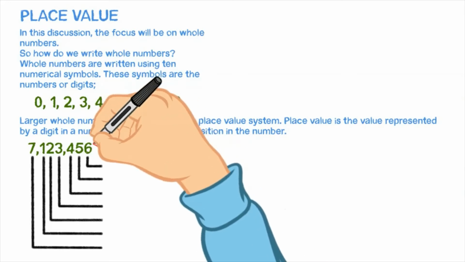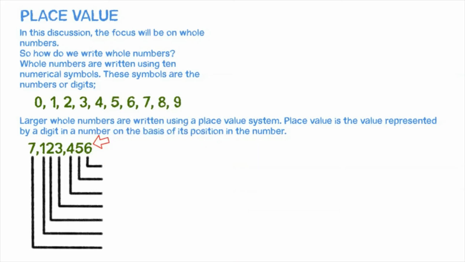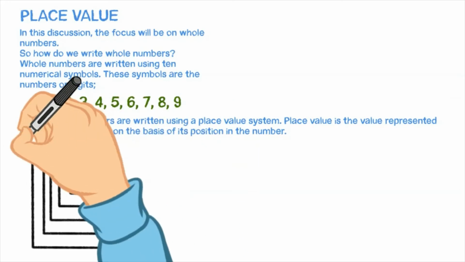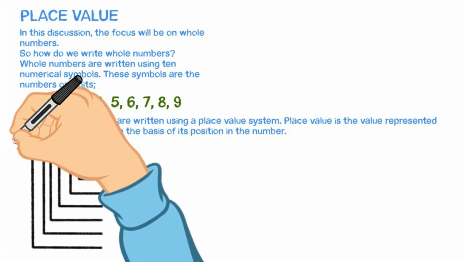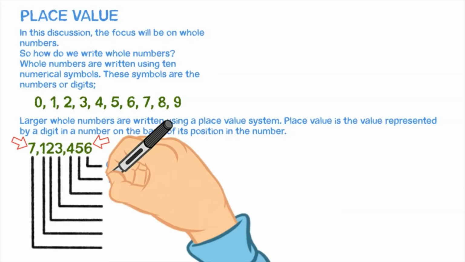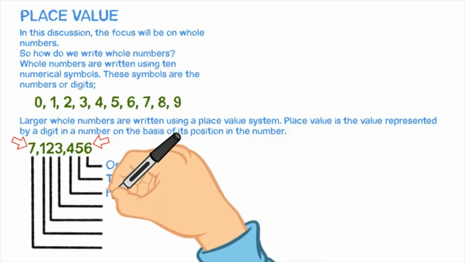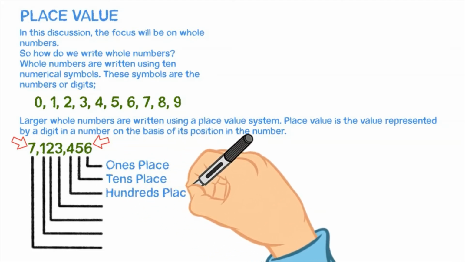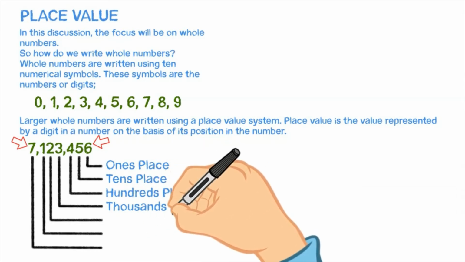The rightmost digit has the least place value, and the place value gets bigger as you go to the left of the number. The leftmost digit has the biggest place value. Let us identify these place values starting with the rightmost digit. The rightmost digit is 6, which is in the ones place. Next is 5, in the tens place. 4 is in the hundreds place.